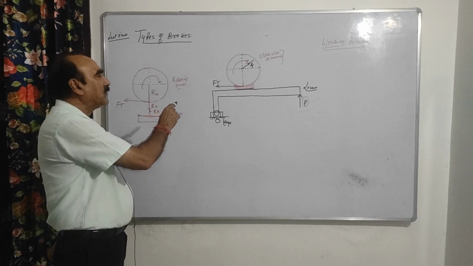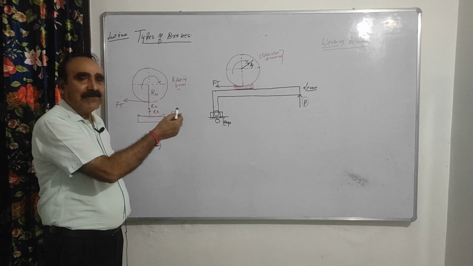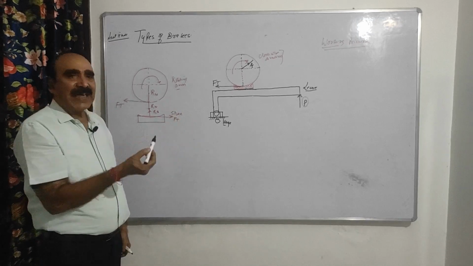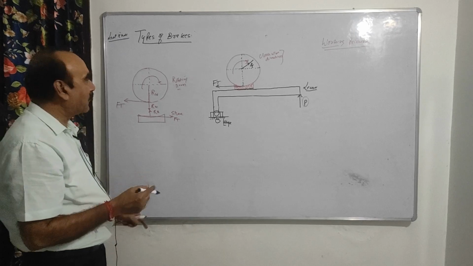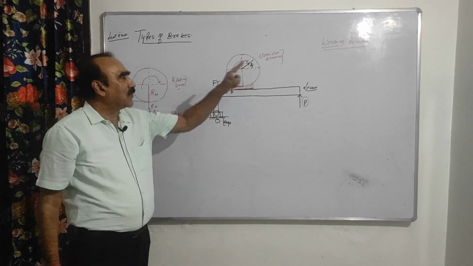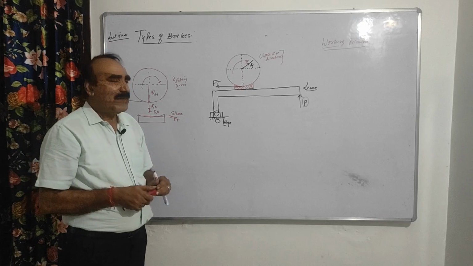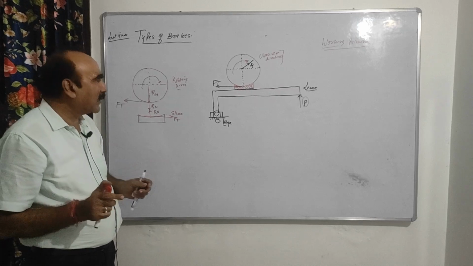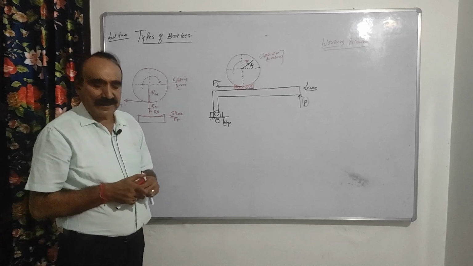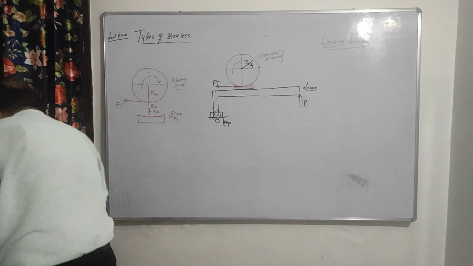This frictional force will produce a torque, which is called the braking torque, and that torque will stop the rotation of the drum. So this is your working principle. I think everybody is clear now. There should be no problem, and if you are confirmed on this, then I will move on further.